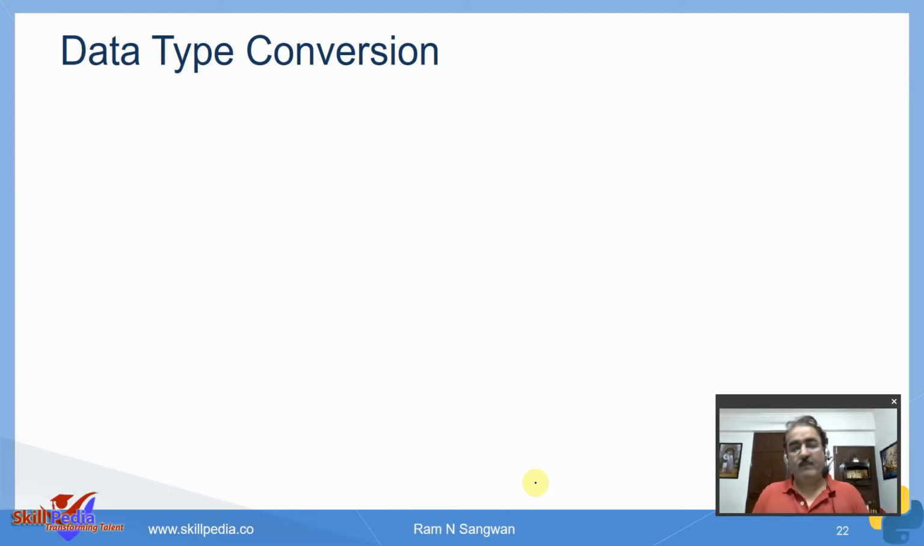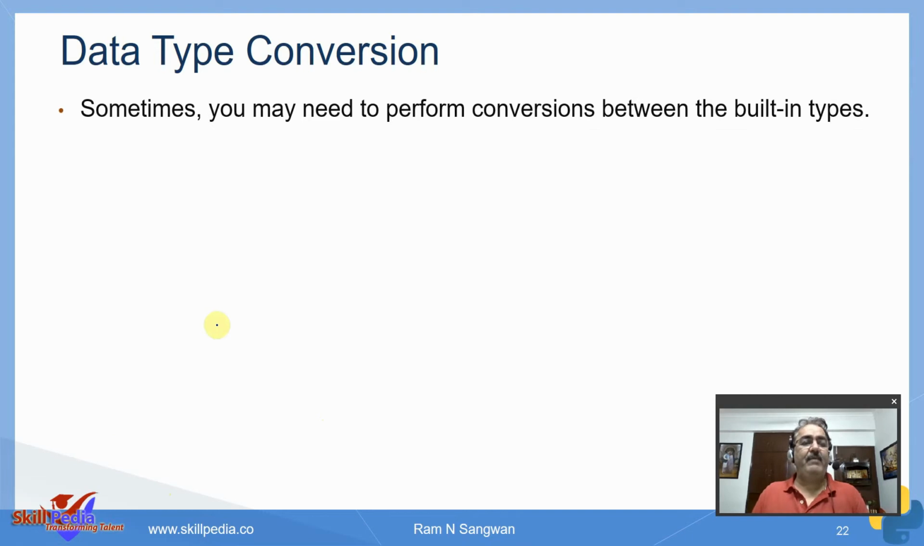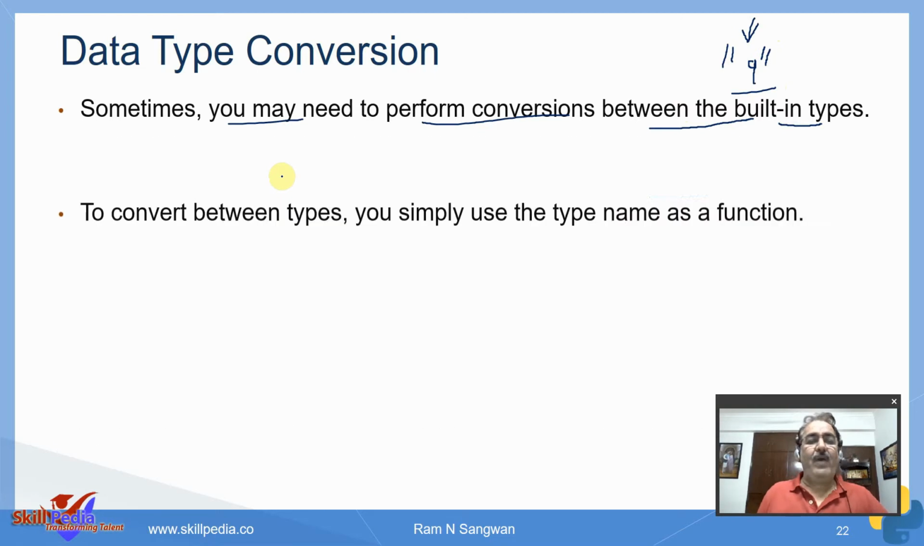Data type conversions. Sometimes you may need to perform conversion between the built-in types. For example, 9 written in double quotes is a string, remember that if it is put in double quotes, it will be a string. If you want to treat this as a number, you have to convert it. So this conversion is required.